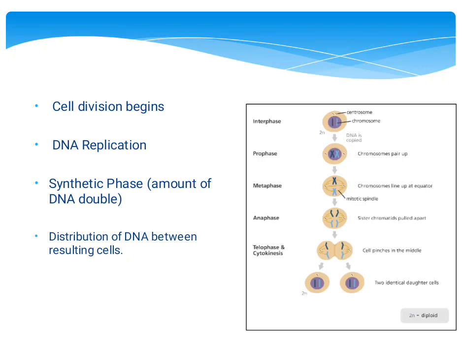There are four phases of mitosis: interphase, prophase, metaphase, and anaphase. In the interphase, DNA is copied. In the prophase, chromosomes pair up. In the metaphase, chromosomes line up at the equator and the mitotic spindle appears. During anaphase, sister chromatids are pulled apart, and during telophase and cytokinesis, the cell pinches in the middle, and as a result, two identical daughter cells are formed that are diploid in number.